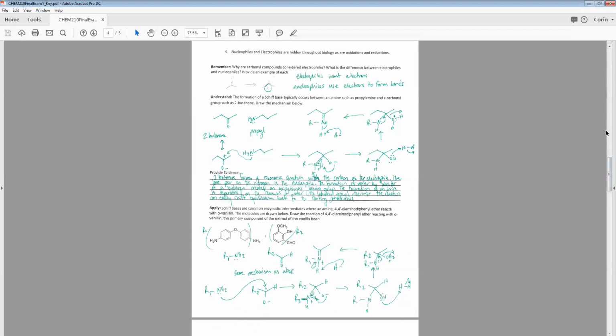The formation of an imine is dependent on the removal of water, the leaving group. Otherwise, the reaction can easily shift equilibrium back to the starting materials. So notice here we have an application problem.